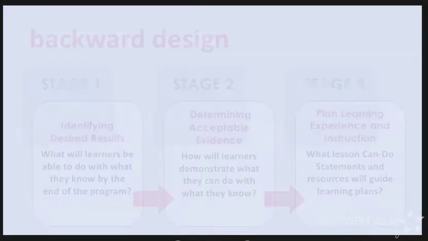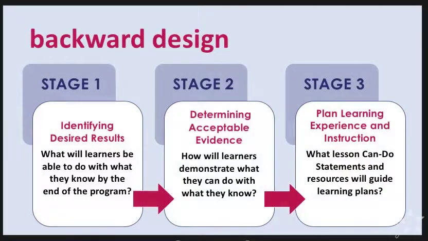In Stage 1 of backward design, program can-do statements were created indicating what learners will be able to do by the end of the program. Now, in Stage 2, performance assessment tasks will be outlined. These tasks will align with the program can-do statements and will detail what will count as acceptable evidence. Finally, in Stage 3, we will look at the learning experiences.